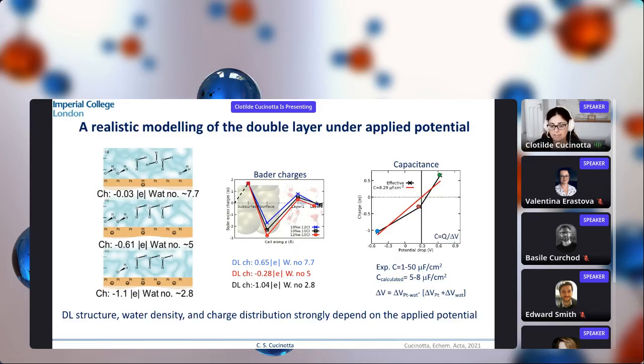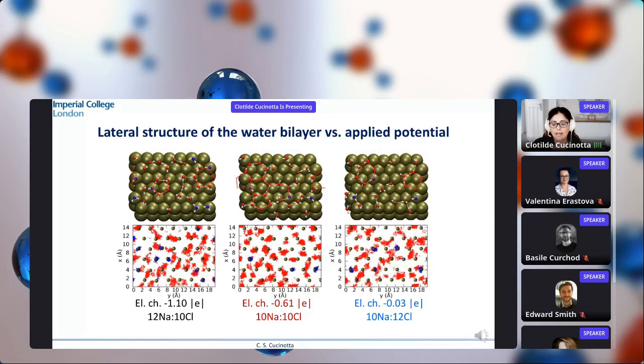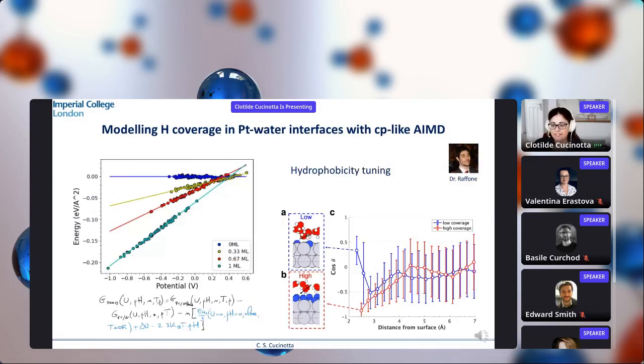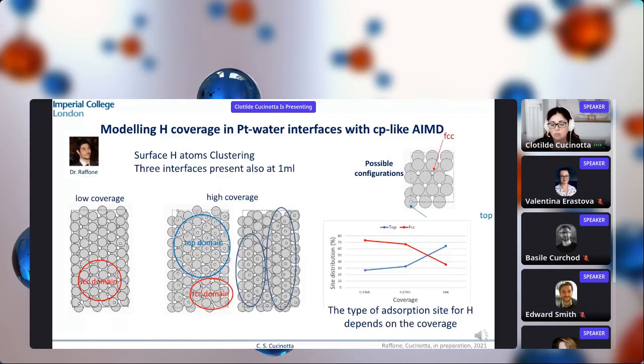Another thing I wanted to highlight is that we studied the coverage of hydrogen at the platinum water interface in this environment, as a function of the potential. What we found is that in the presence of a water layer, there is something that was not expected in previous calculations: the hydrogen atoms cluster together and form clusters that are stabilized by water.